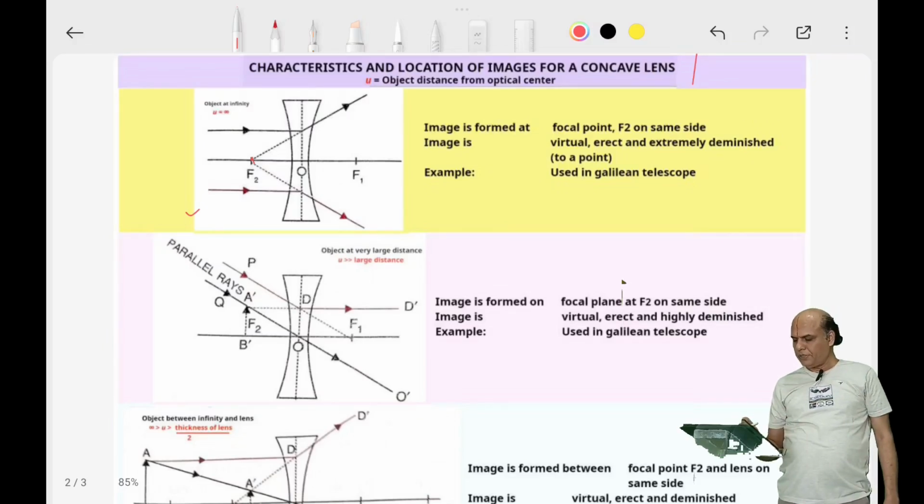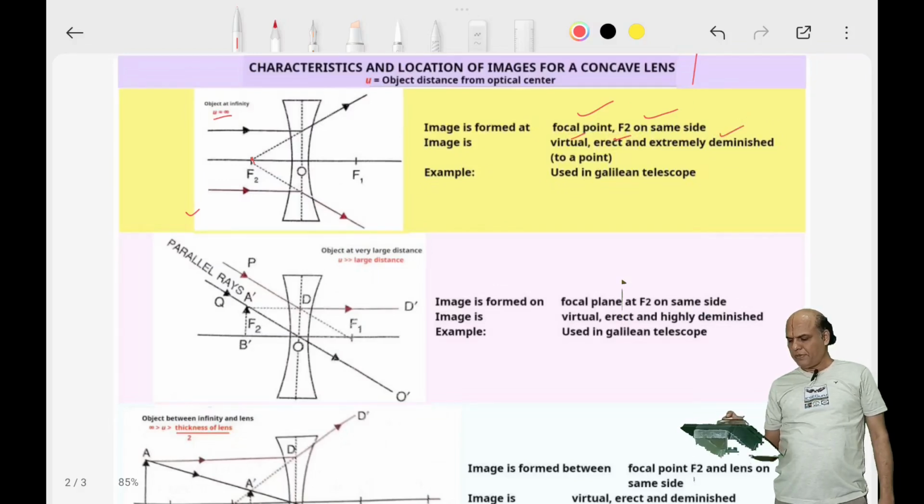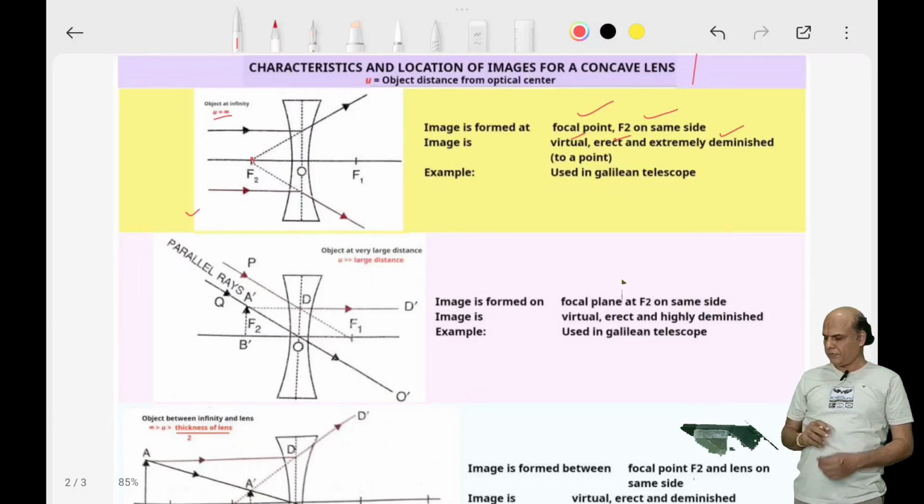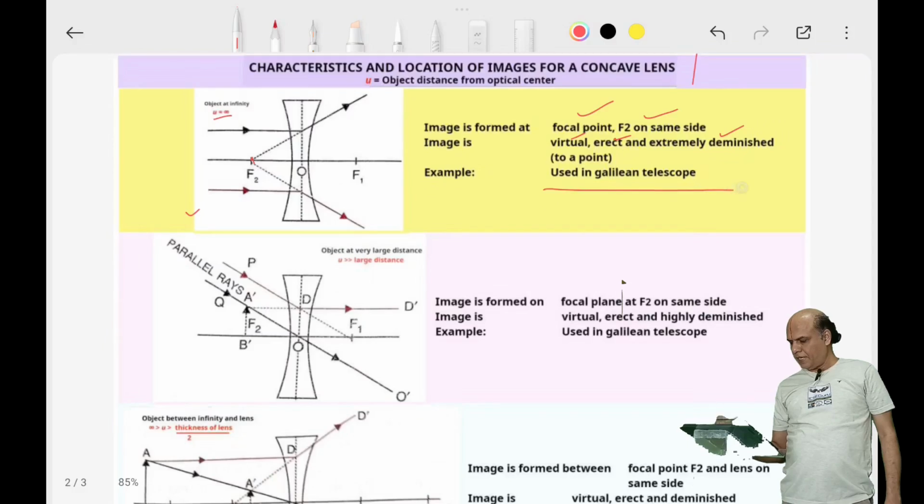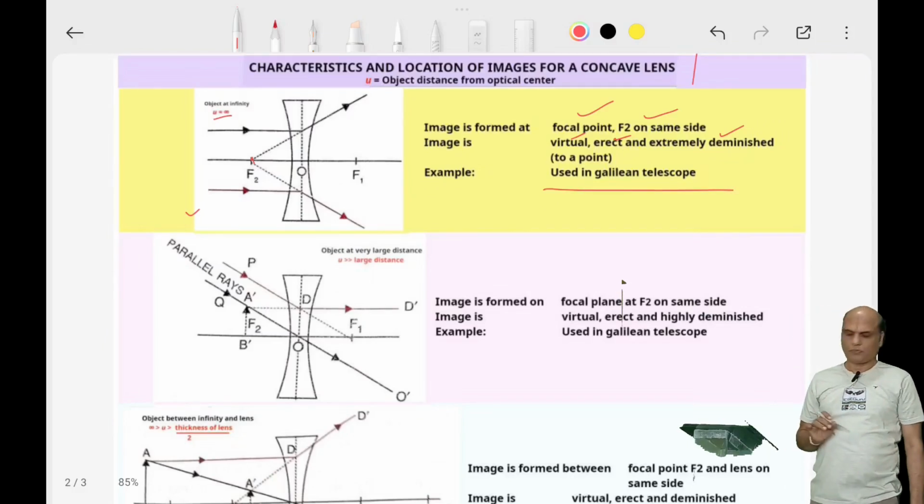So here you see the image is virtual, it is not real. The image is erect and the image is formed on the same side of the lens. Here the distance is infinity. So if you notice, the image is formed at the focal point, on the same side, it is virtual, it is erect, and it is extremely diminished, almost to a point source. Such a lens, a concave lens, is used in a Galilean telescope.